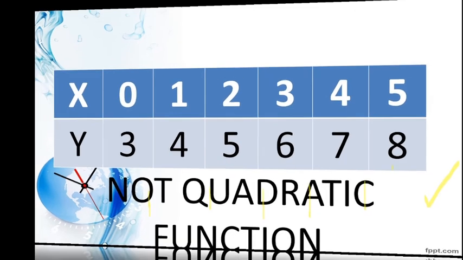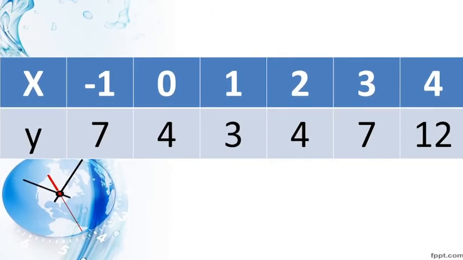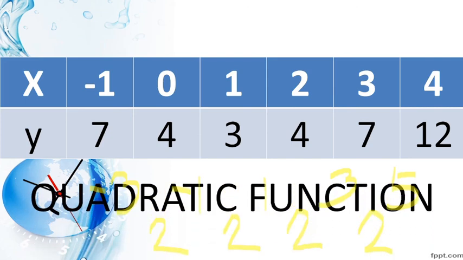For our next one, let's subtract 12 minus 7, that's 5. 5 minus 4, that's 3. 4 minus 3, that's 1. 3 minus 4, that's negative 1. Then 4 minus 7, that's negative 3. So they are not the same. Let's subtract again for the second difference. 5 minus 3, that's 2. 3 minus 1, that's another 2. 1 minus negative 1, that is also 2. And then negative 1 minus negative 3 is 2. So that means it has the same common difference, or second common difference. So that is a quadratic function.